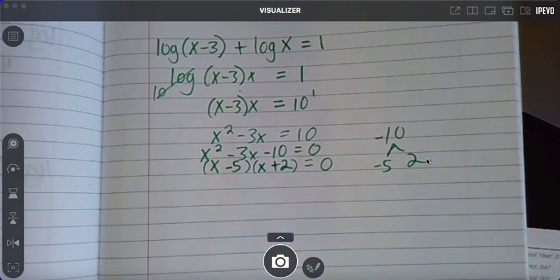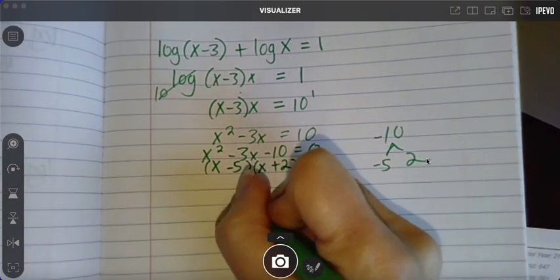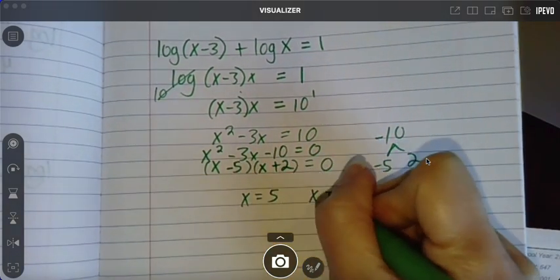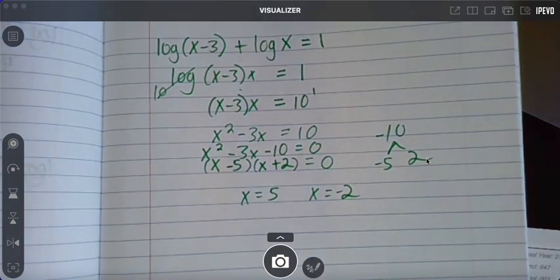So what are my two answers? 5 and negative 2. There you go. X equals 5 and X equals negative 2. Those could be my two answers. So again, that's as hard as it gets on that, with some factoring. Let's look at, I'll do 45 and you can do 44.